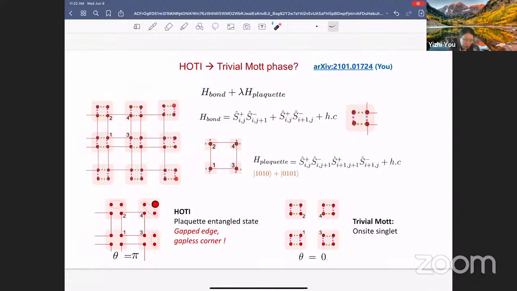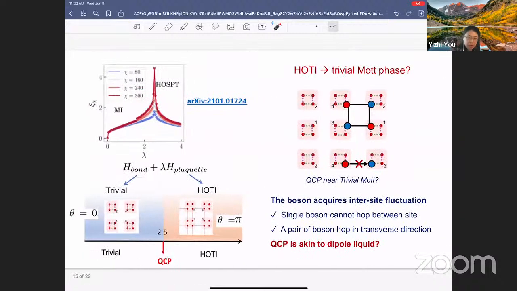And from our previous argument, we know that the higher order topological insulator corresponds to theta equal pi, while the trivial insulator corresponds to theta equal zero. And the question is, what happens when we tune the ratio between these two types of interaction? This is actually motivated by some numerical simulation done by Frank Pollmann's group. What we find is that by tuning the inter-site plaquette interaction and the intra-site bond interaction, there appears to be a continuous phase transition.